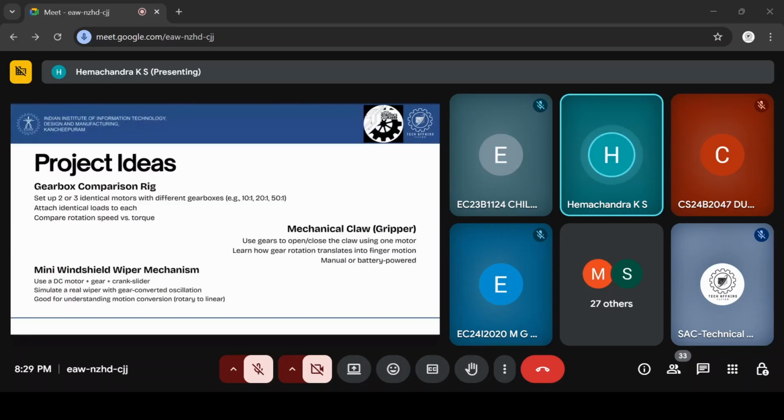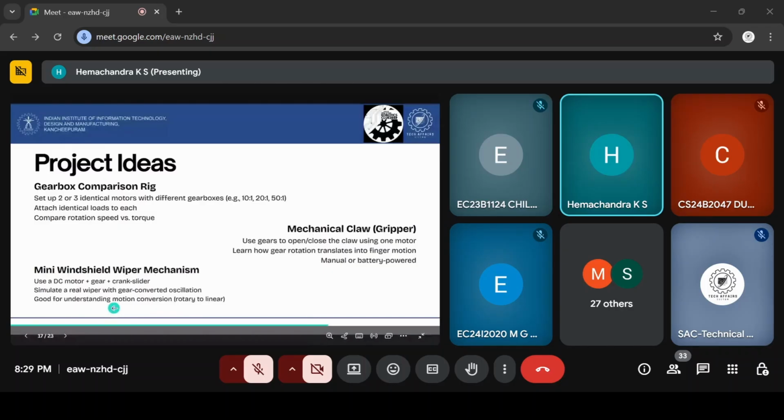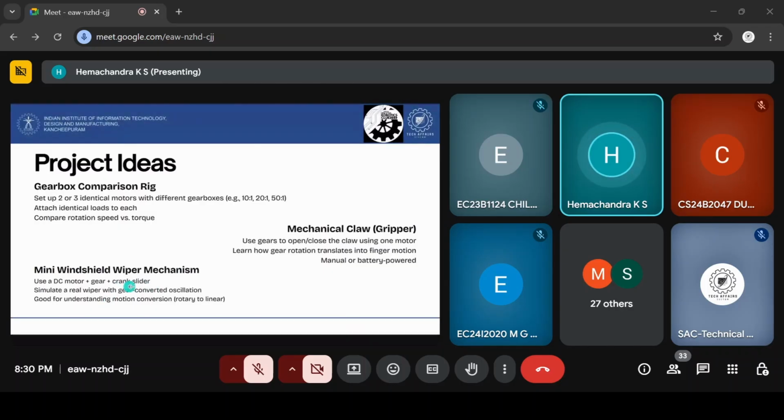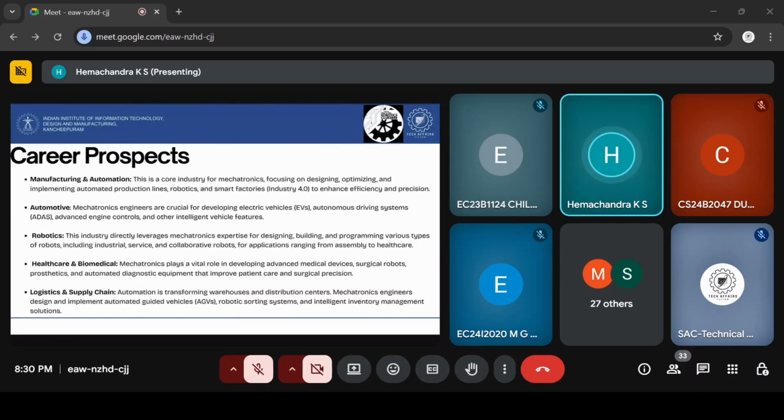It can be manual or battery powered. There's no need for it to be battery powered; just for your practical learning, you can try it manually. And an application is also the windshield wiper mechanism, which has the same parts. Here you can use a crank slider. For those who don't know what a crank slider is, we'll teach you in the upcoming sessions. Just Google it. It's a very simple concept, but I don't have the diagram.